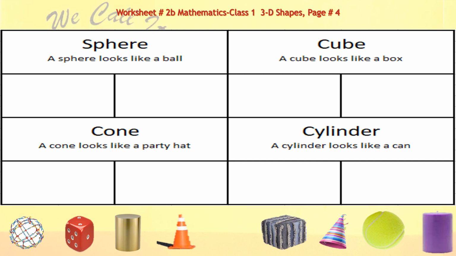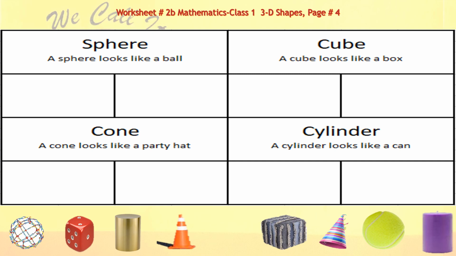Okay. Now here you have to find out the shapes that look like a sphere, a cube, a cone, and a cylinder. Now you have to take the help of your mother or anyone elder in your family to cut these shapes from your book. Next, you have to find the given shapes and you have to paste these pictures in these empty boxes. Like I have done it for you.